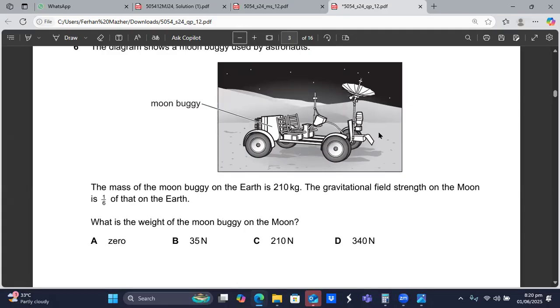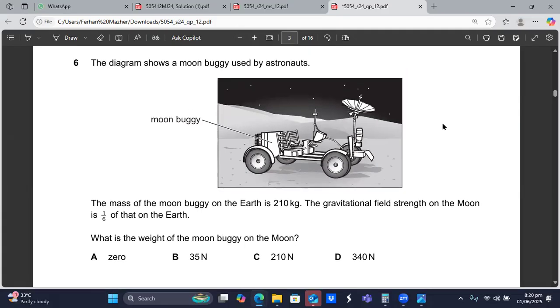Question number 6 says that the diagram shows a moon buggy used by astronauts. The mass of the moon buggy on the Earth is 210 kg. The gravitational field strength on the moon is 1/6 of that on the Earth. What is the weight of the moon buggy on the moon? You see, if the mass of that moon buggy is 210 kg on Earth, its mass will remain the same on the moon. The mass does not change when you go to the moon. So on the moon, the mass will be 210 kg.